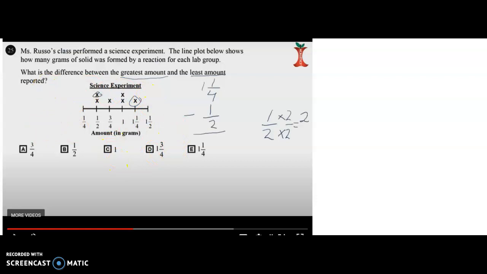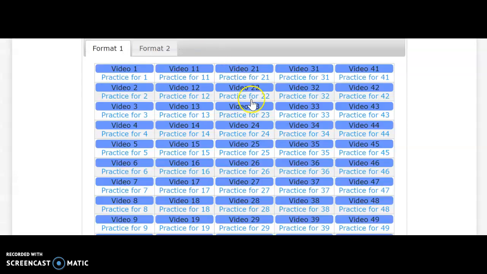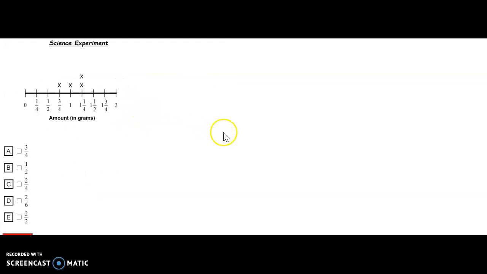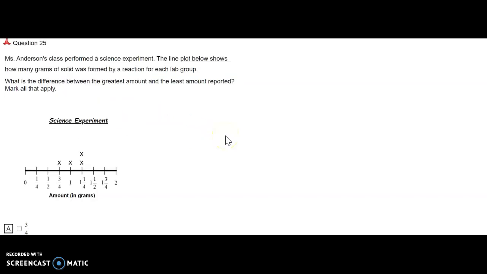After that, I am going to click out of this video and then go into the practice for number 25. So these are going to be problems very similar to the one that I just watched in the video. And you have to get 5 questions correct. So let's say I do this problem. Miss Anderson's class performed a science experiment. The line plot below shows how many grams of solid was formed by a reaction for each lab group. What is the difference between the greatest amount and the least amount reported?